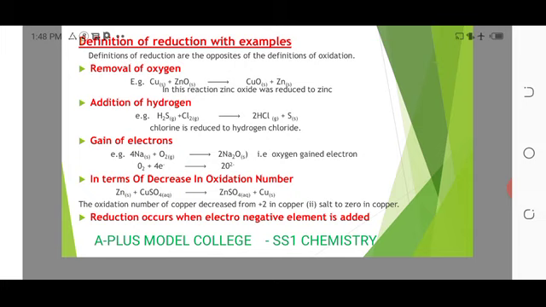The first one: we said oxidation is the addition of oxygen. Now, reduction is the removal of oxygen. You can see it is the opposite. Look at the equation there: copper plus zinc oxide, giving you copper oxide plus zinc. You can see that the zinc oxide has lost oxygen, because we have zinc oxide becoming zinc at the right. So zinc oxide was reduced to zinc.